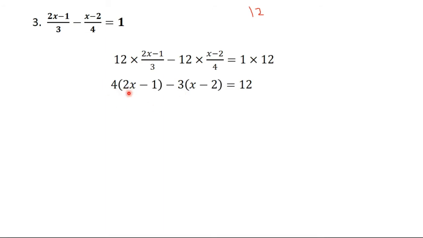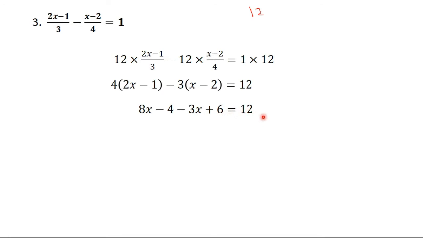4 times 2x will give us 8x. 4 times minus 1 will give us minus 4. Minus 3 times x will give us minus 3x. Minus 3 times minus 2 will give us positive 6, is equal to 12.